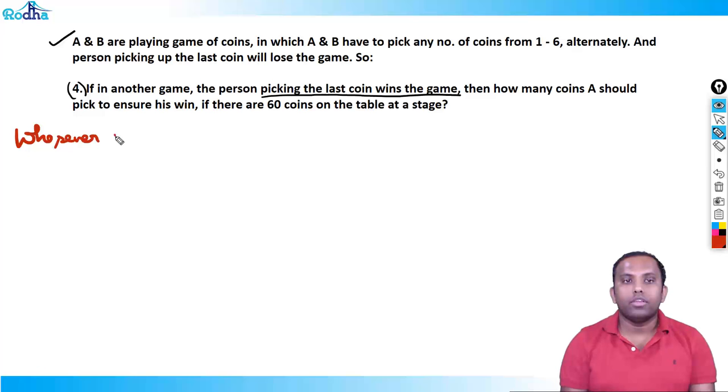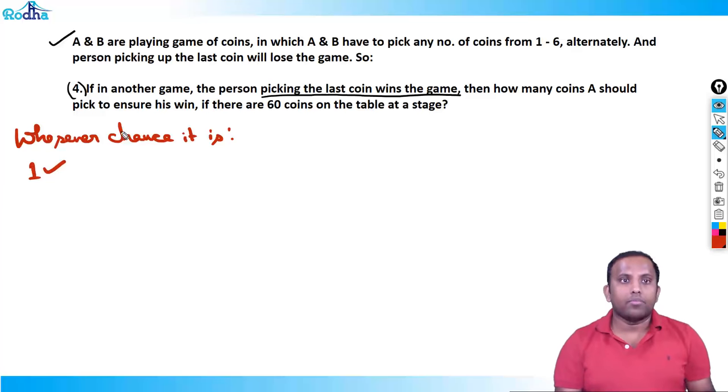Whosoever chance it is, right? What would he want? Will he want one coin to be on the table? Let's start from one, right? Will he want one coin on the table? Yes, he wants. Because if it is one coin on the table, he'll pick one coin and he'll win the game. Because now, person picking the last coin wins the game. So he picks the one coin, he wins the game. That's it, right?